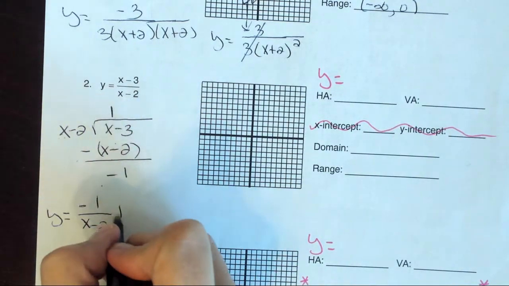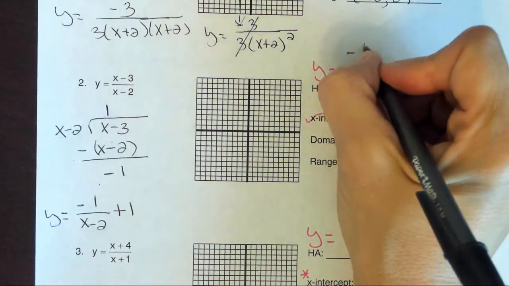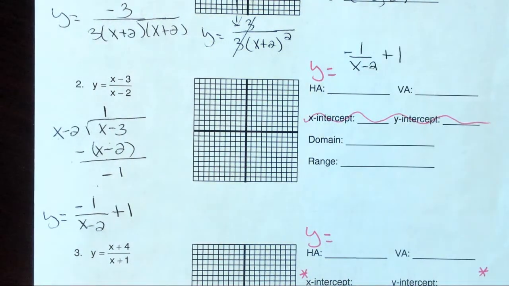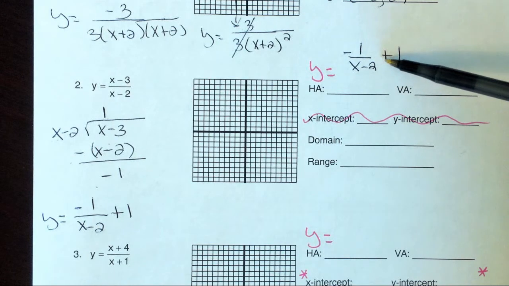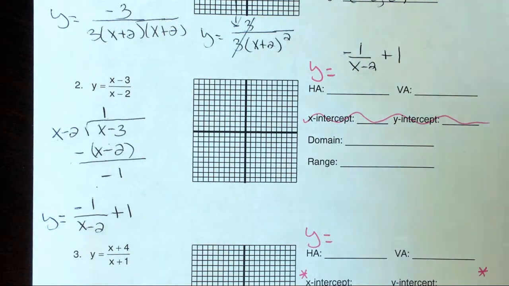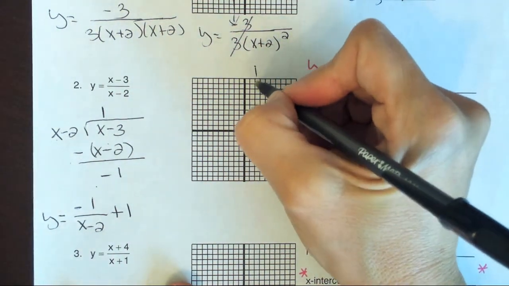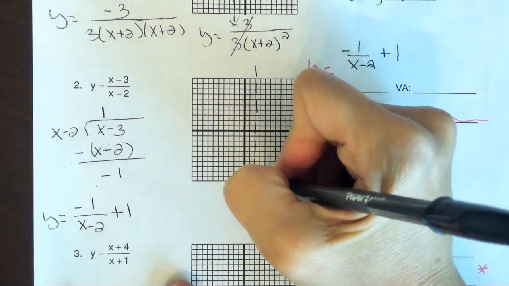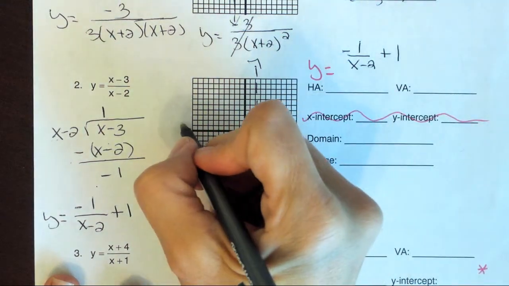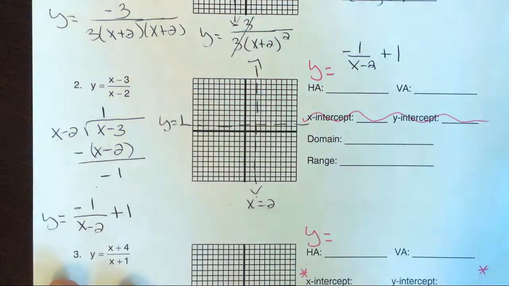And this number up here is going to tell me what my shift is up and down. So my equation is -1 over x minus 2 plus 1. So this is going to be your reciprocal function. It's going to go right 2, up 1, and it's going to reflect. So I'm going to go back to my normal spot where I always start at 0, 0. I'm going to go right 2. That's my x equals 2. I'm going to go up 1. That's my y equals 1.